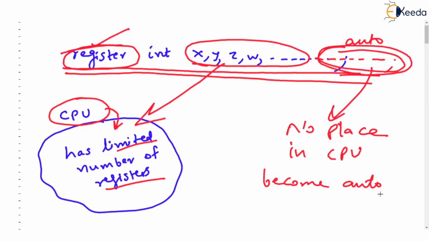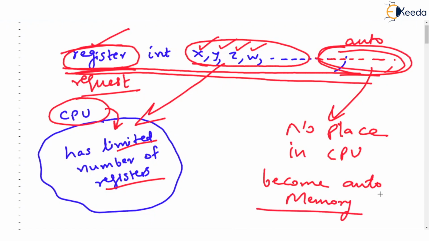So I repeat, as a programmer, you are given liberty of declaring any number of register variables. But the decision whether there is a place in the CPU or not will be made by the C compiler. By the way, this word register is just a request that we are making as a programmer. Please try to store these variables in the register of the CPU. That's what we are saying. And if you cannot, then please make them auto. They will automatically become auto variables and they will be stored in the memory of the computer.